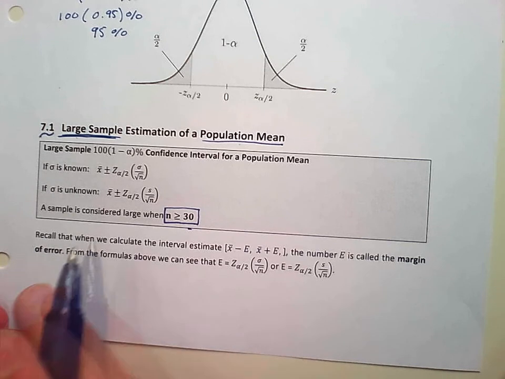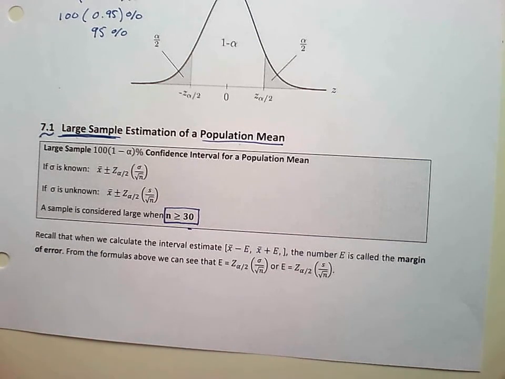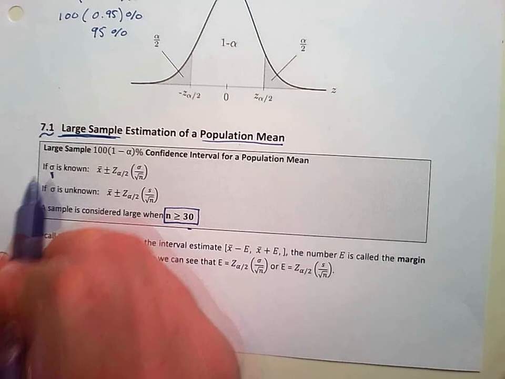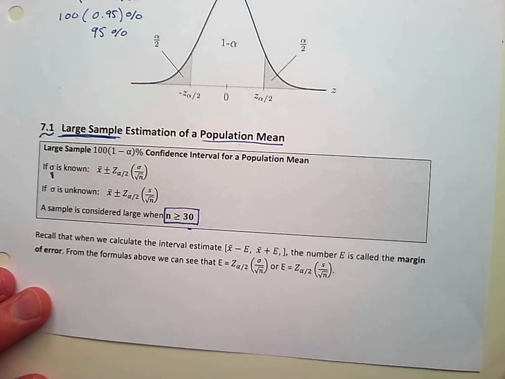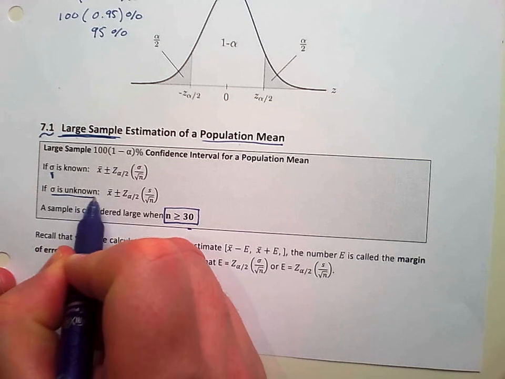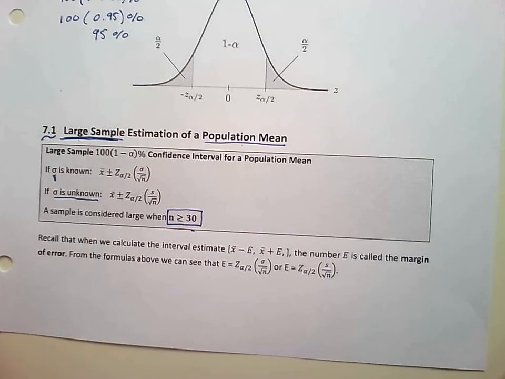First off, we really have two different scenarios. One is whenever we know what the population standard deviation sigma is, and one is whenever we don't know what the population standard deviation sigma is. So in one case we know sigma, in one case we don't.